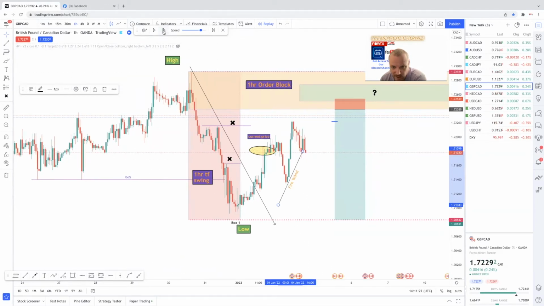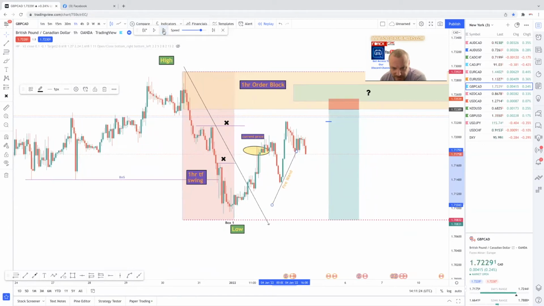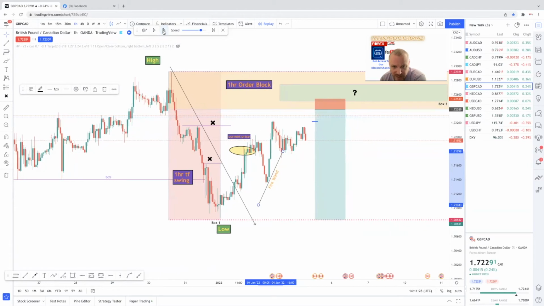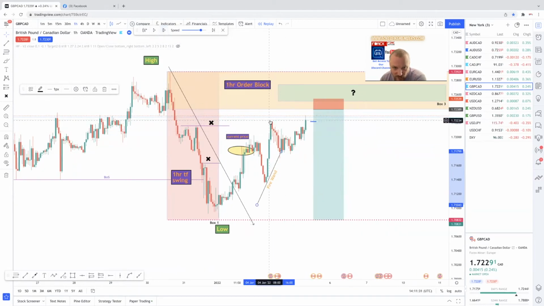So there we are. We're starting to see a little bit more of a pull, a little bit of consolidation, and then it will start to rise to break the structure of this area. We broke the structure there.